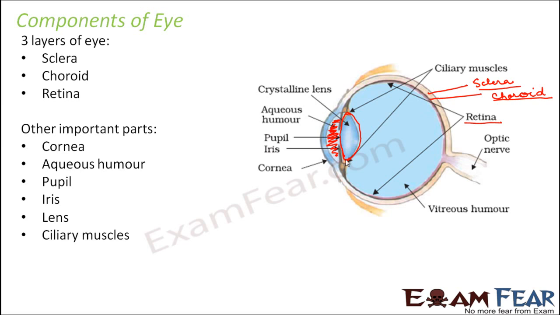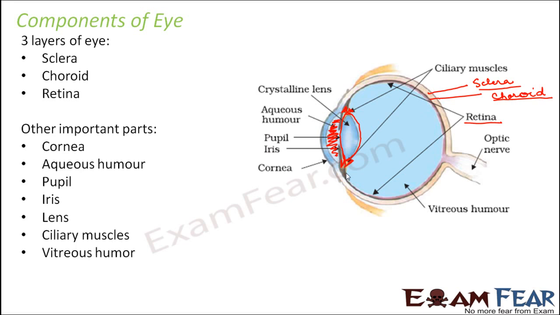Ciliary muscles. So where are these muscles? These are the muscles which are present here. So here you can see some yellow colored muscle like structures. So these are the ciliary muscles which actually are present on both sides of the lens. So it actually helps to keep the lens in place. So that means it controls the position of the lens.